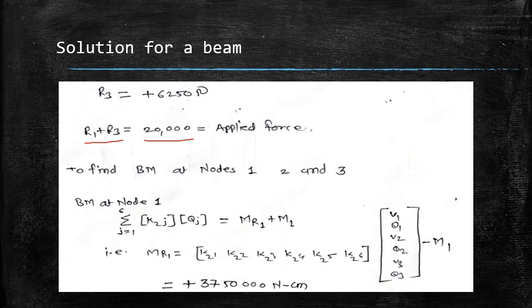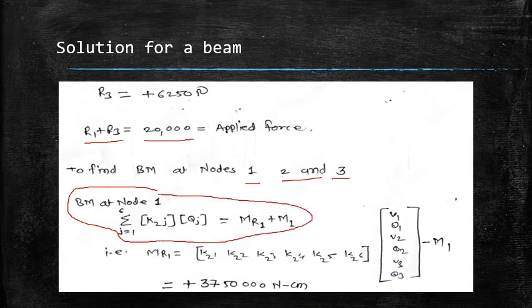Now we will find the bending moments at node number 1, 2 and 3. For finding the bending moment at node number 1, we will take into consideration the second row, which has been cancelled. If you are familiar with how to calculate the reactions, you can easily understand this equation. So this second row K2J means K21, K22, K23 like this.